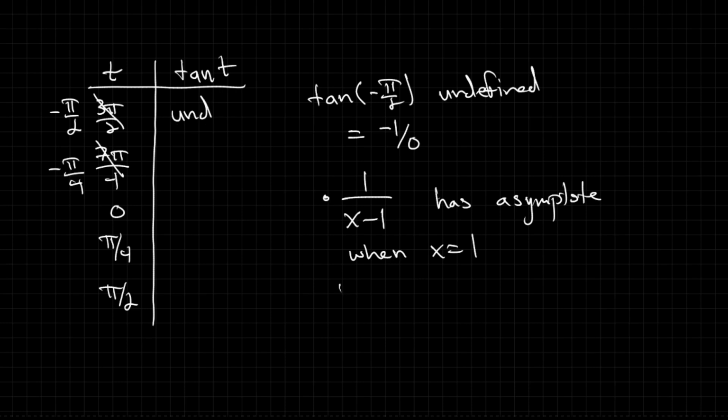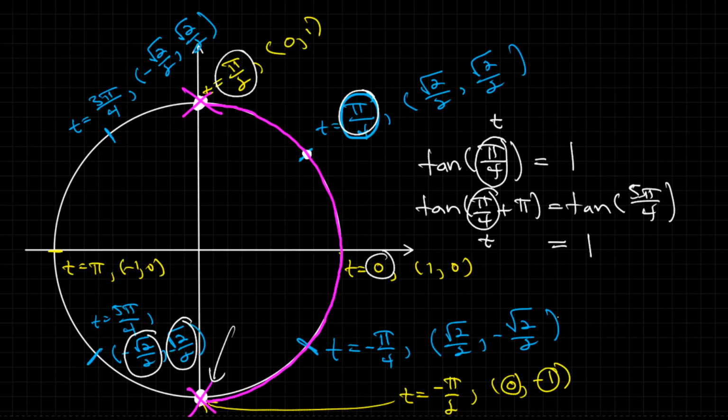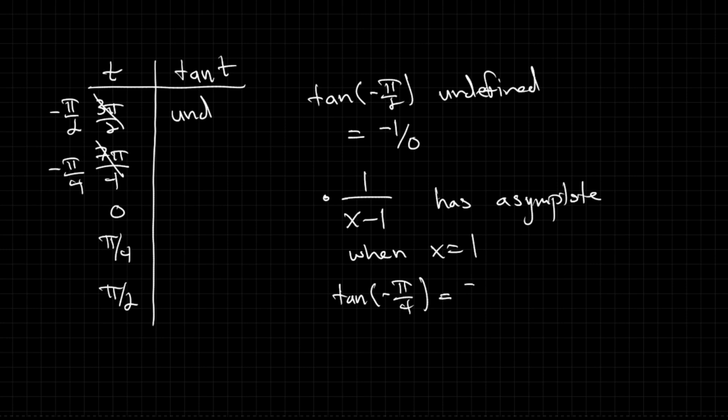And now let's evaluate tangent of minus pi over 4. So if I look back to my unit circle, I see the y coordinate is negative root 2 over 2, and the x coordinate is the same but positive. So that means if you divide these two, you get negative 1. So negative root 2 over 2 divided by root 2 over 2, you get 1. Of course, with a negative sign, so negative 1. So this is negative 1.